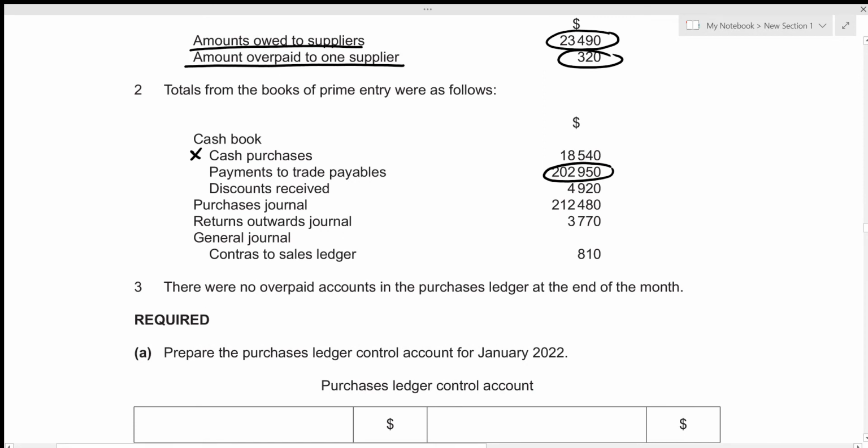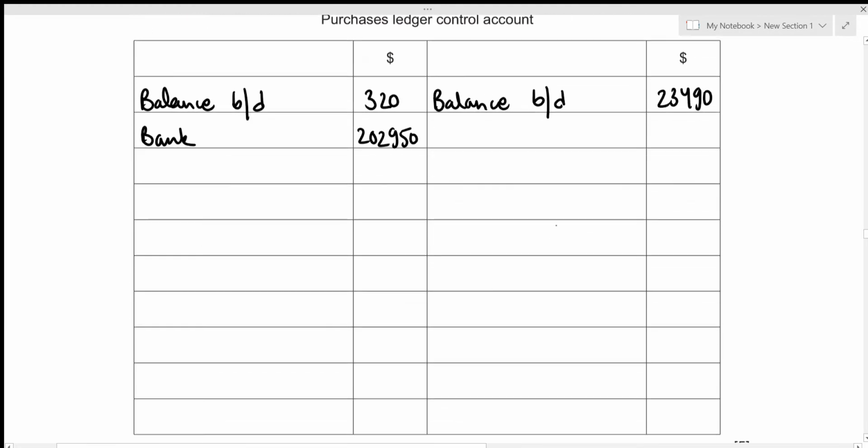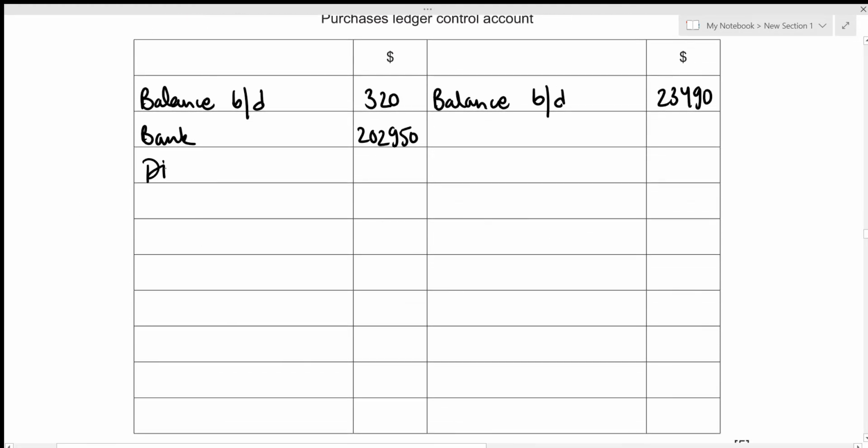All right, then we have the discounts received. And discounts received definitely reduces the value of the purchases that we are yet to pay. So this will also be recorded on the debit side under the heading of discounts received. Let's do that. And this amounted to 4,920.